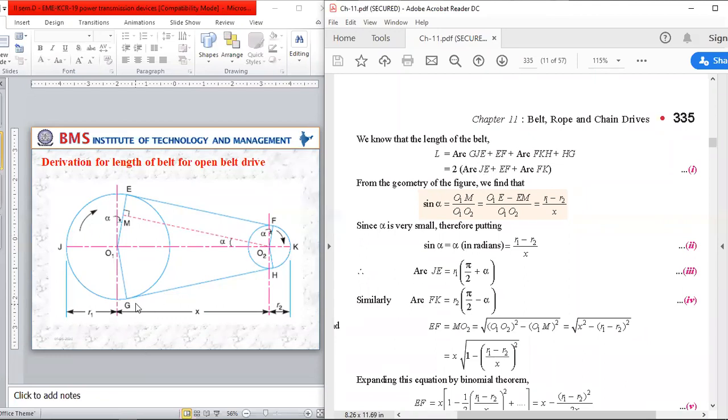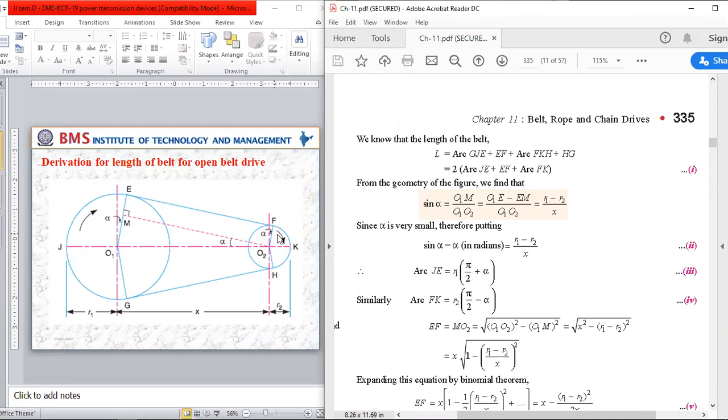What is the arc length of JE? The arc length is equal to R into theta, the radius into the angle made by that sector. The radius of this bigger pulley is R1. The angle made by this sector, JO1E, is 90 plus alpha, which is pi by 2 plus alpha. So the arc length is R1 into pi by 2 plus alpha.